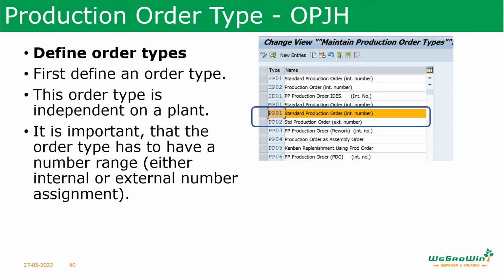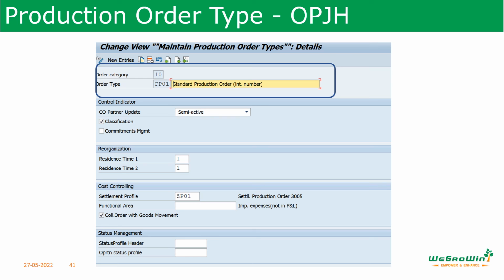The settings of order types start with defining the order type. The transaction is OPJH. This order type is independent of the plant. It is important that the order type has a number range, so you have to define the number range before that. In the production order types, we have parameters related to control parameters, cost controlling, and status management. Those things are maintained.